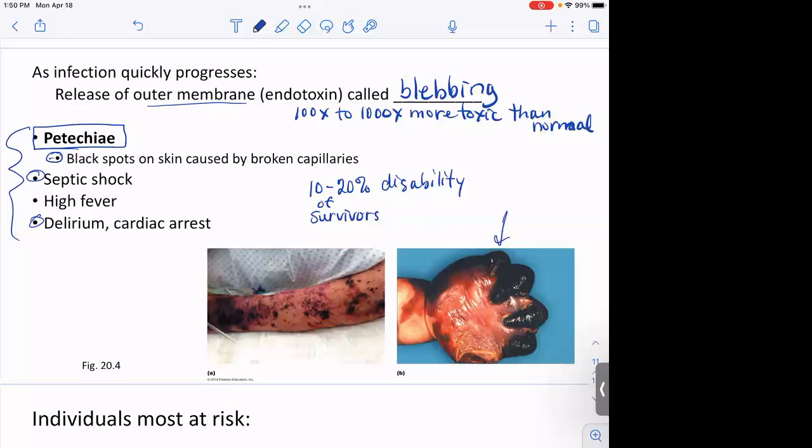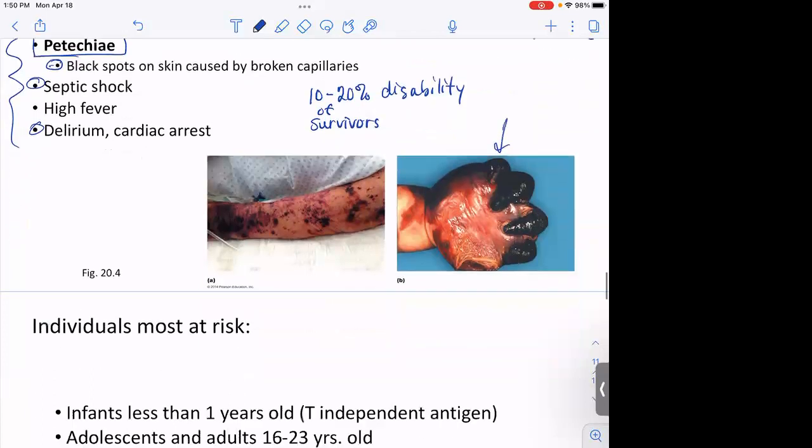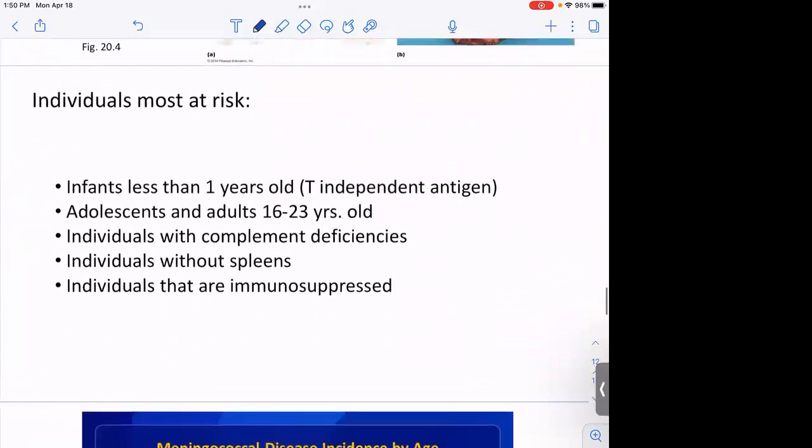How do they diagnose? They will do a lumbar puncture, and that's how they can tell for sure if you've got the bacteria in your spinal fluid. They would probably start you on antibiotics before they do that if you have all the signs and symptoms. Okay, so pretty serious infection. Who's most at risk?